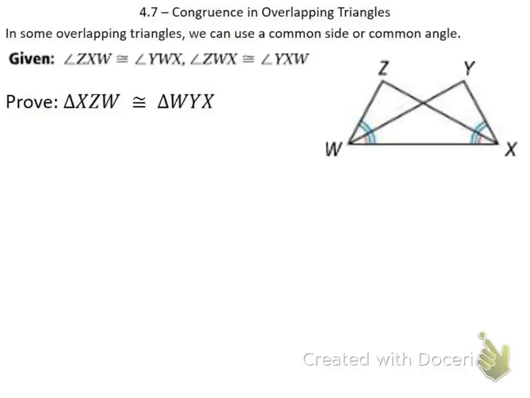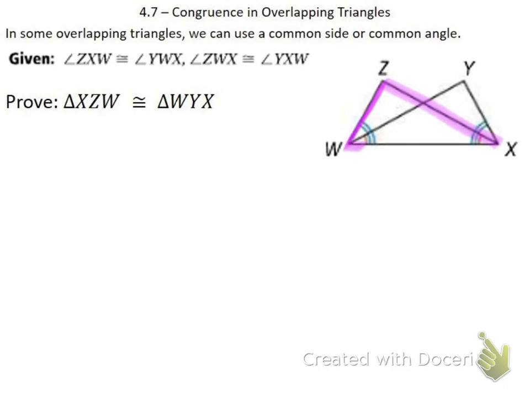Okay, so today we're going to be doing finding congruence in overlapping triangles. What we're looking for here is to find some overlap in either a side or an angle. The toughest part about this is visualizing what we have. What helps is trying to use highlighting or color coding to see what you're trying to prove equal.